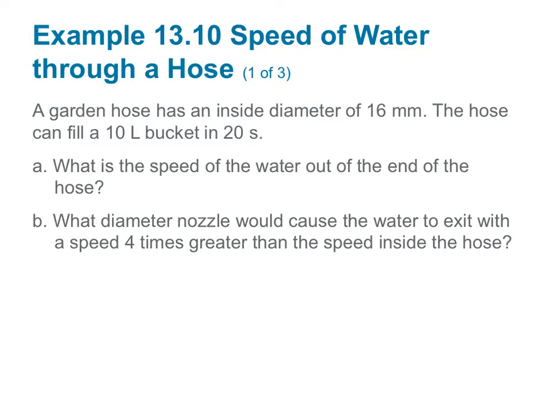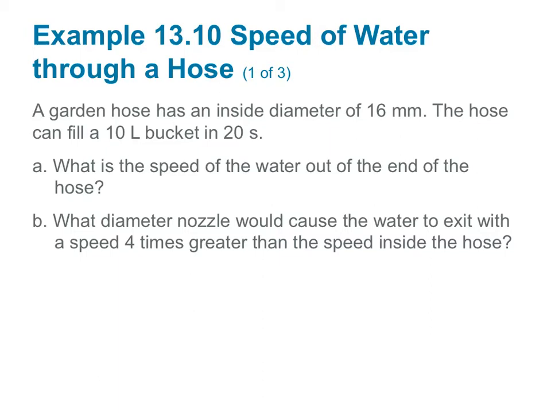This question says a garden hose has an inside diameter of 16 millimeters. The hose can fill a 10-liter bucket in 20 seconds. What is the speed of the water out of the end of the hose? And it also asks what diameter nozzle would cause the water to exit with a speed 4 times greater than the speed inside the hose. RIP, I just realized I forgot to do part B in class.